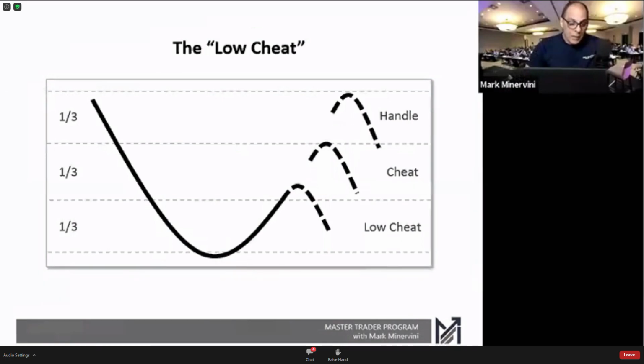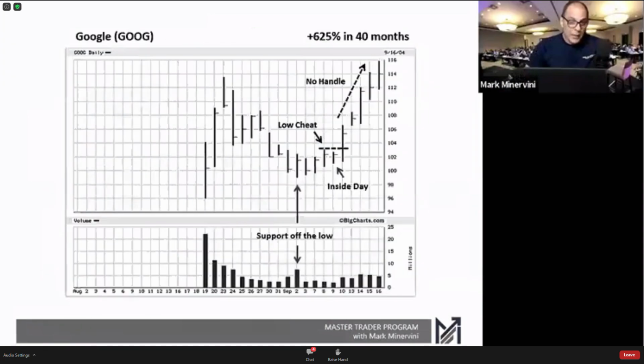But a lot of times I like to look for the low cheat on IPOs, particularly if they're big cap IPOs, big, widely expected IPOs like a Facebook that came out and then corrected. And then once it corrects, a lot of times you can get a really nice entry point coming off the lows after it's built the base.